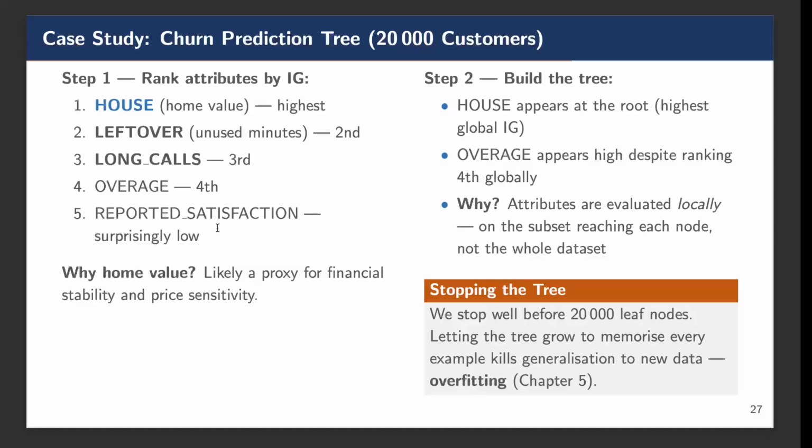So we build the tree starting with home value at the root, and then one important note here is that we stop the tree before it creates 20,000 leaves to avoid overfitting, which is when a model memorizes data instead of learning general patterns. So what it means by overfitting here is that we can try to be as highly accurate as possible, but we also want to achieve some generalizability as well.